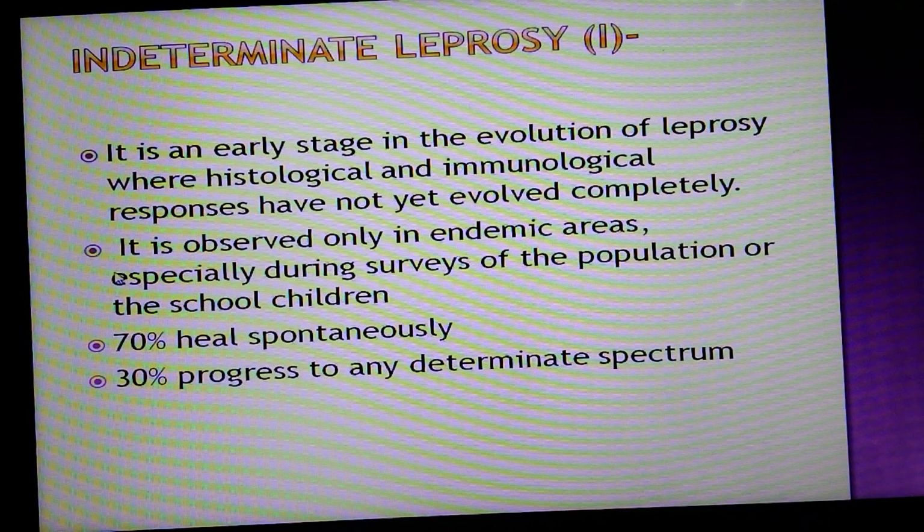The next we have is indeterminate leprosy. It is an early stage in the evolution of leprosy where histological and immunological responses have not yet evolved completely. Where is it observed? It is observed only in the endemic areas, especially during surveys of the population or school children, where 70% heal spontaneously and 30% progress to any determinate spectrum.